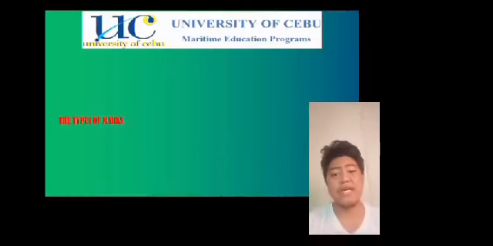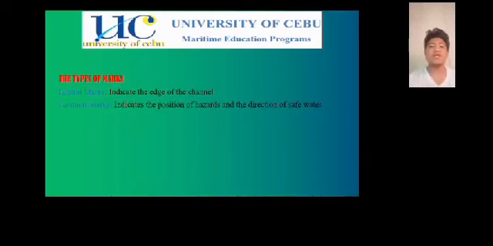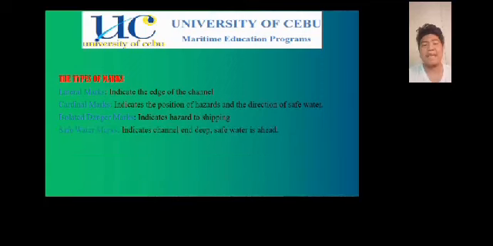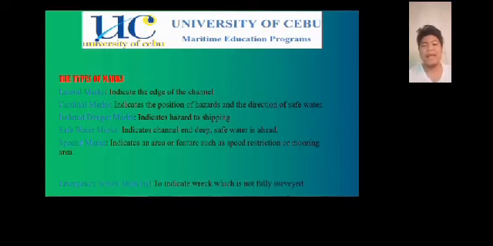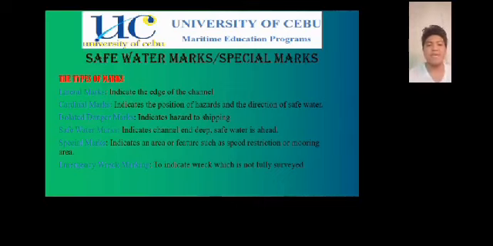So before we start our discussion, let us first familiarize ourselves with the marks aside from the special marks and the safe water marks. Let's start with the lateral marks, which indicate the edge of the channel; the cardinal marks, which indicate the position of hazards and the direction of safe water; the isolated danger marks, which indicate hazards to shipping; the safe water marks, which will be discussed later, which indicate the channel end or that safe water is ahead; the special marks, which will also be discussed later, which indicate an area or feature such as a speed restriction or mooring area; and the emergency wreck marking, which indicates a wreck which is not fully surveyed yet.